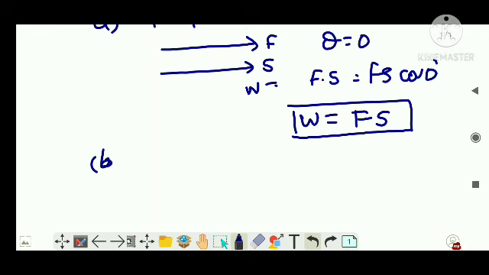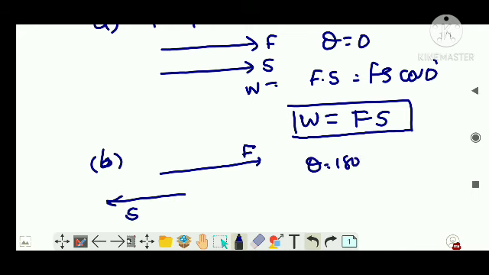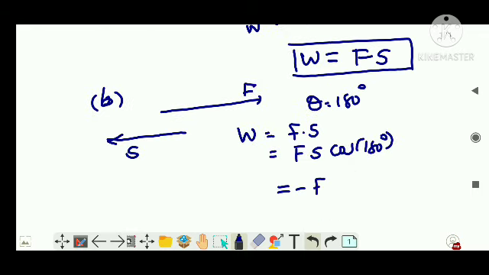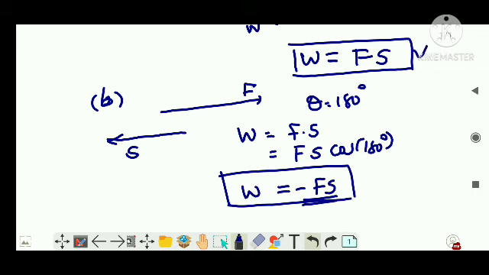Whereas you would ask me the second condition, that is if the force and displacement are in such a way that they are opposite to each other, or I can say this is force, this is displacement, that is they are making an angle of 180 degrees with each other. Then in this case I will write work is equal to F dot S, that is Fs cos 180 degrees. And what is cos 180 degrees? Minus 1, or I can say negative Fs. That is, here work is of negative nature, there work is of positive nature.